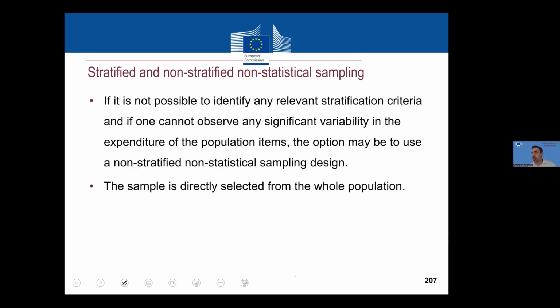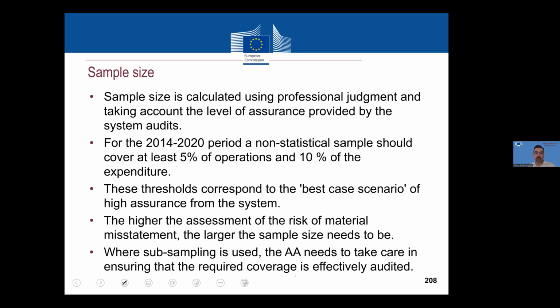If it is not possible to identify, or if you consider that there is no relevant stratification criteria that could be used to improve the quality of the sample, you can simply select your sample, non-statistical sampling, directly from the population without any stratification at all. This is not problematic. Sample size is empirically determined.